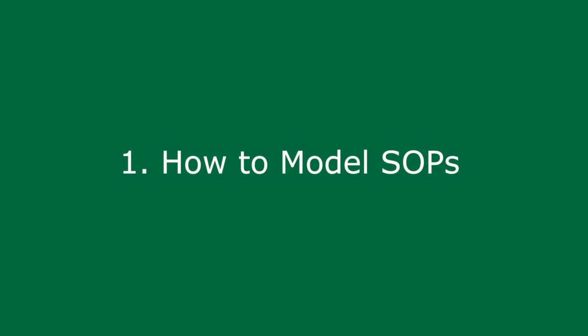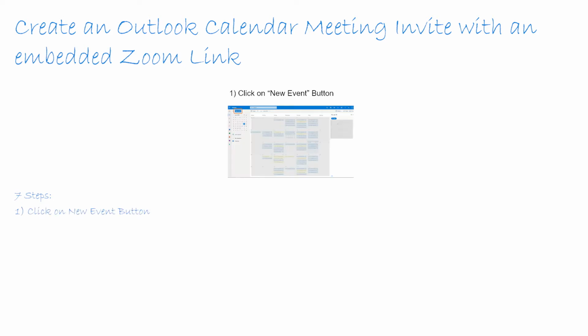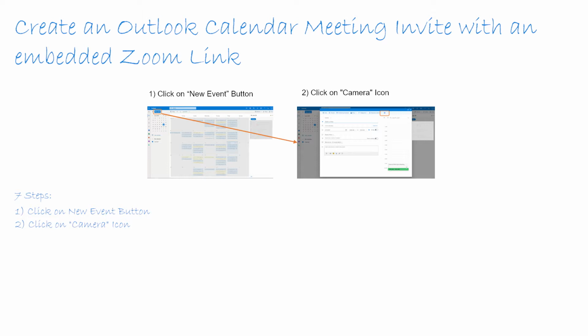Okay, let's start with a storyboard of the user interfaces. The task we are looking at is to create an Outlook calendar meeting invite with an embedded Zoom link. The user has 7 steps to complete in this task. Step 1. Click on a New Event button. Step 2. Click on a camera icon.